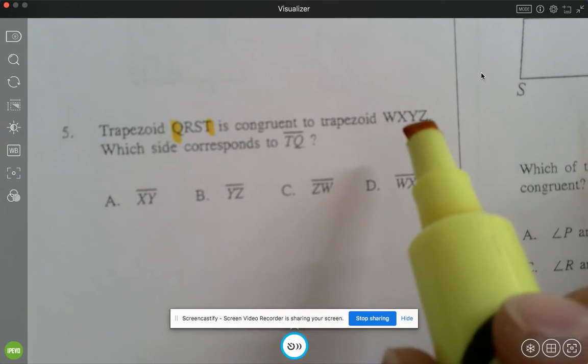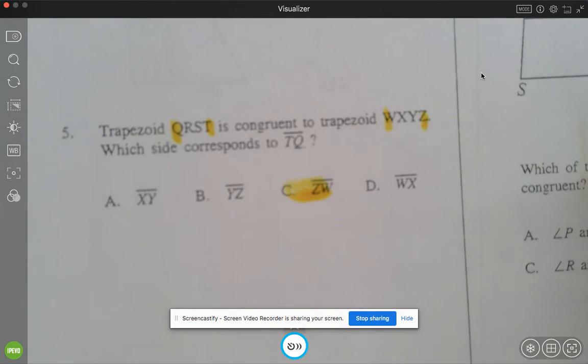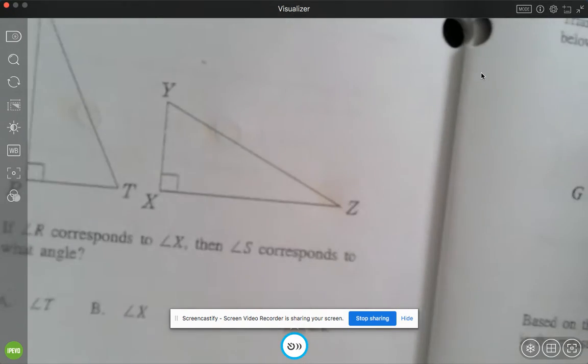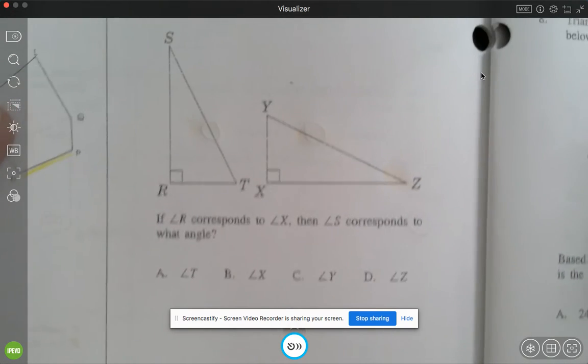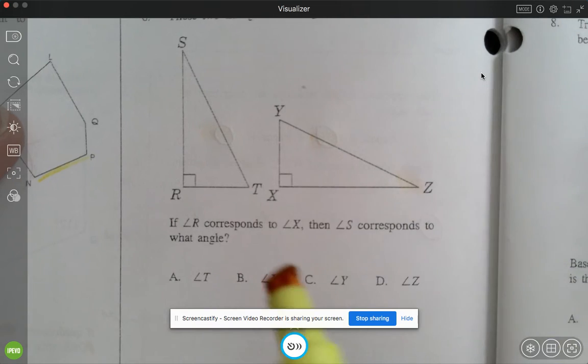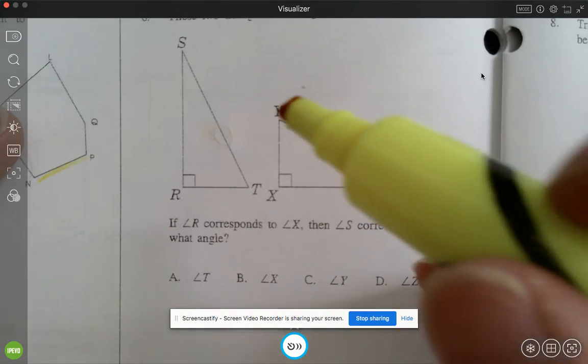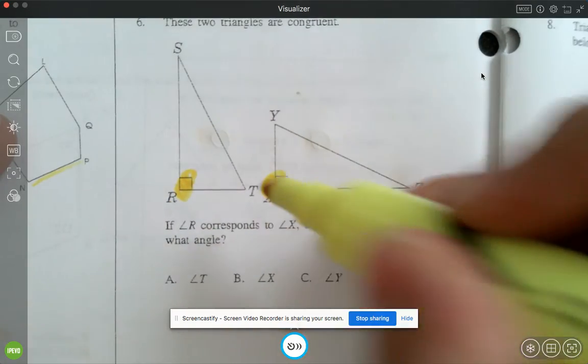Yeah, hopefully you said it's these two letters, ZW. Like that. So the answer to 5 is C. Number 6, still congruent triangles. Okay, so if angle R corresponds, we have R corresponding to X. So R, which is obviously 9 degrees, corresponds to X.